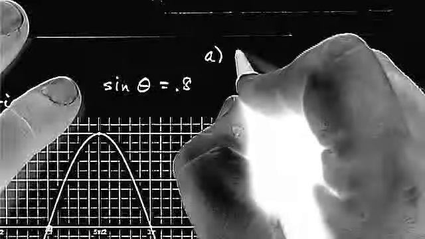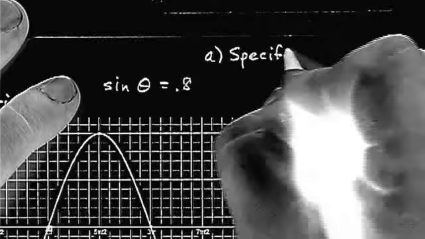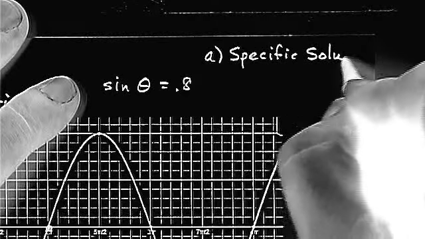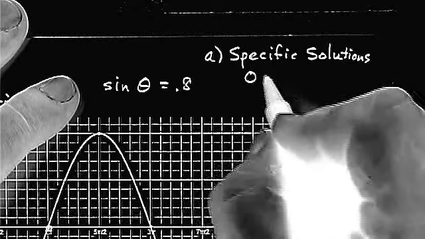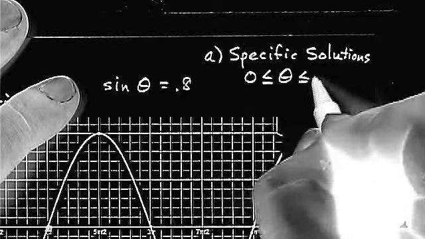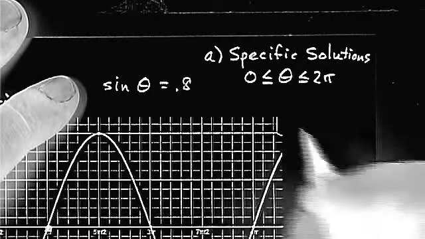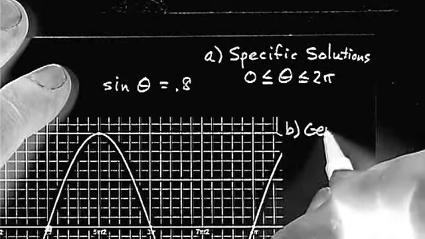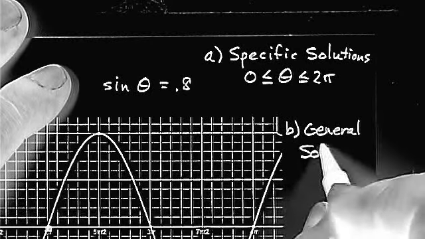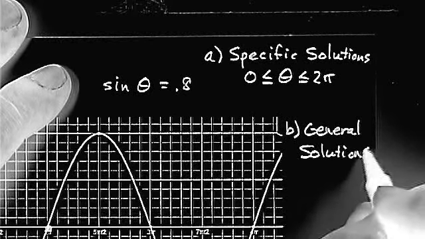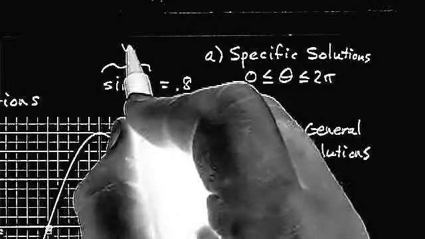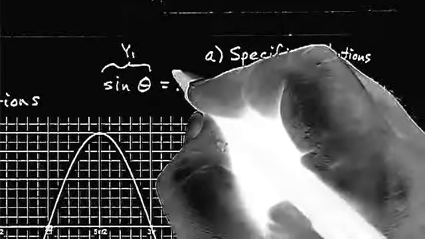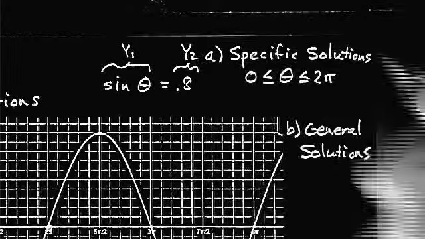Now let's do two things. The first part is we're going to find specific solutions, from say 0 to 2 pi. And then after that, we will change those to general solutions. One of the things we can do is make this equal to y1 in our calculator and this equal to y2, and I'll show you that in a minute.